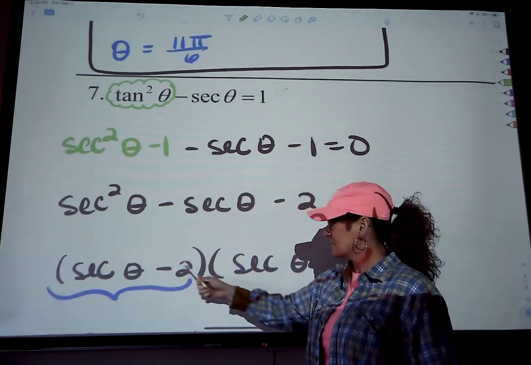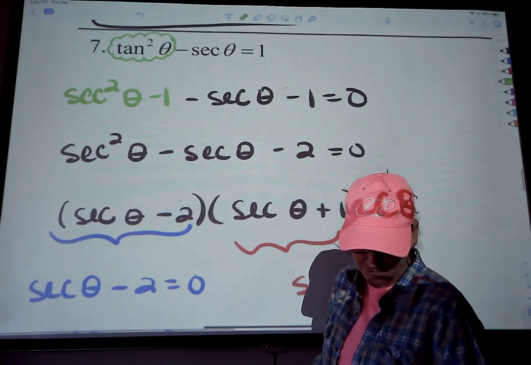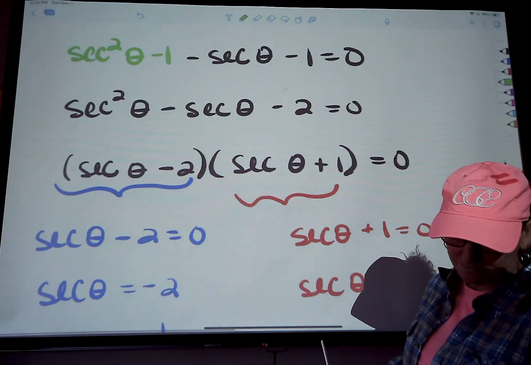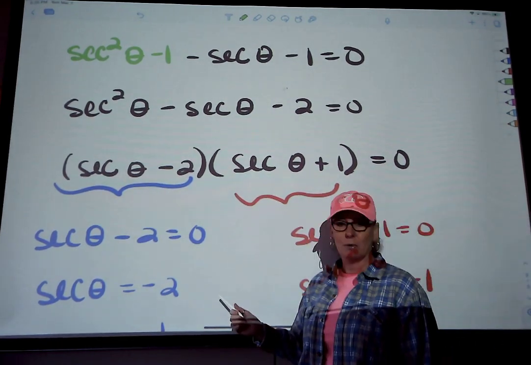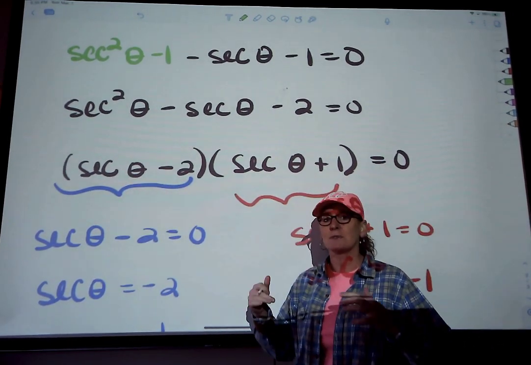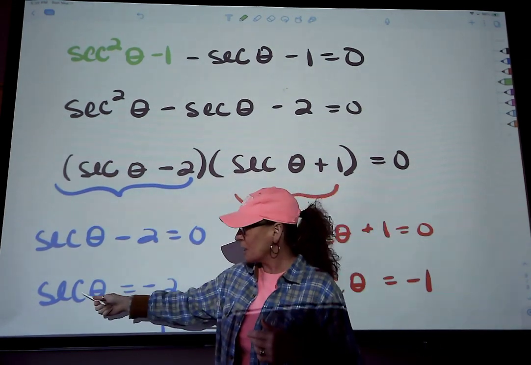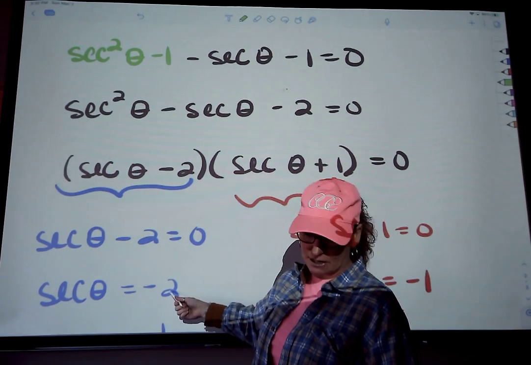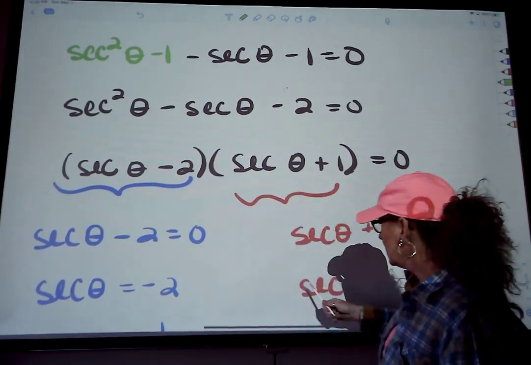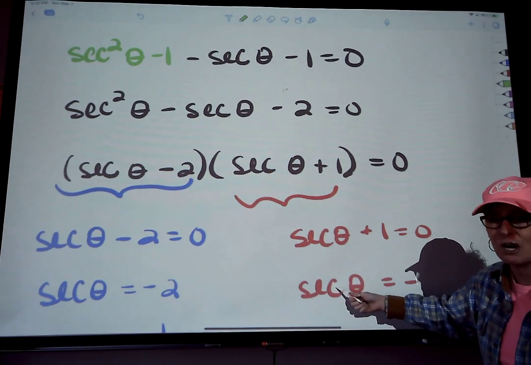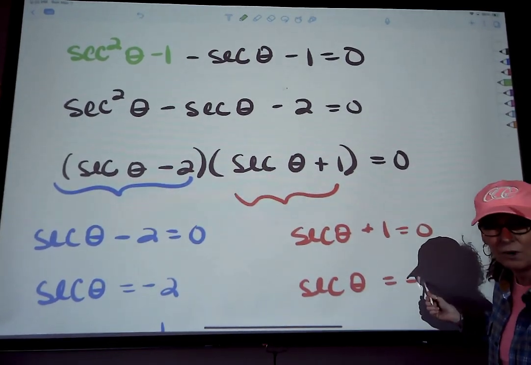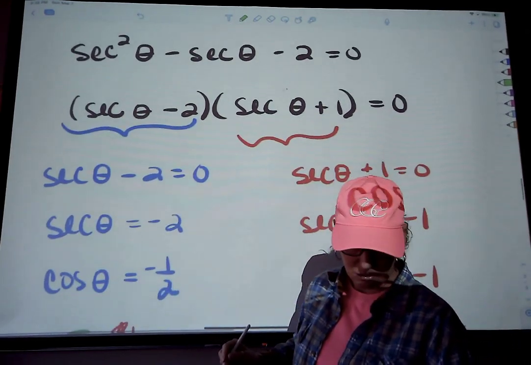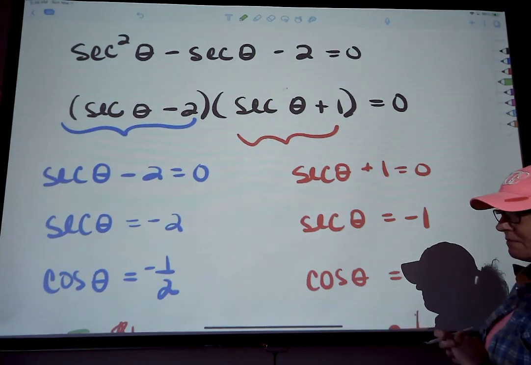Okay? And I'm going to set each piece equal to 0. I'm going to add 2 over here. I'm going to subtract 1 over here. And then I'm going to say to myself, you know what? I don't like working with secant. I'm going to upside down both sides of my equation. I'm going to upside down secant, and I get cosine. I'm going to upside down -2, and I get -1/2. I'm going to upside down secant, and I get cosine. I'm going to upside down -1. Well, that's just -1 still. So there's when I upside down everything.